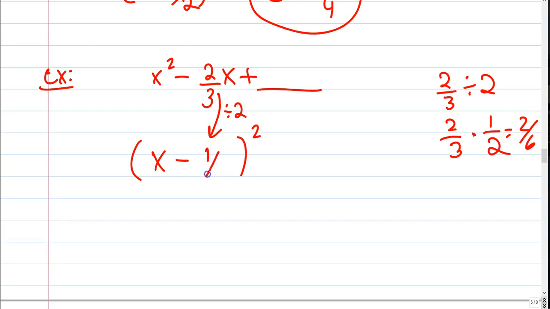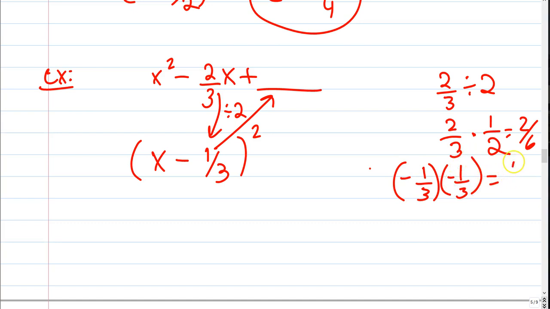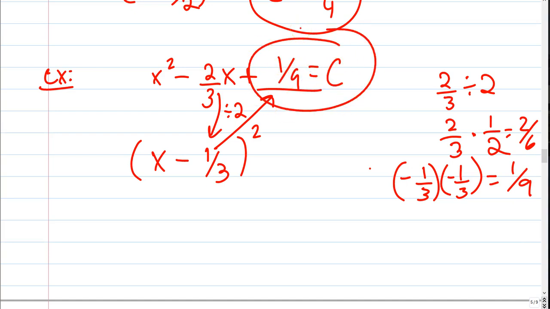How about 1/3? Well, that makes sense that half of 2/3 would be 1/3. So what is my c? What completes this square? If we were to distribute x minus 1/3 out, we get x times x is x squared. Minus 1/3 gives us 2/3. But what is minus 1/3 times minus 1/3? Positive 1/9. That would be the c that we need to complete the square.